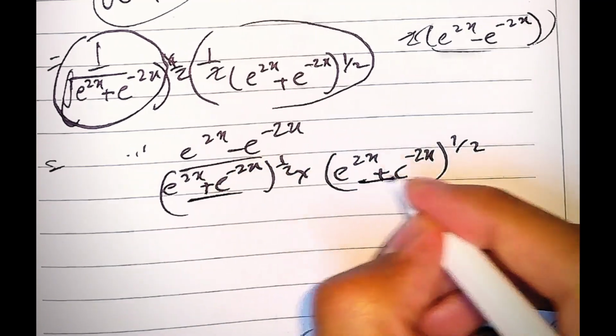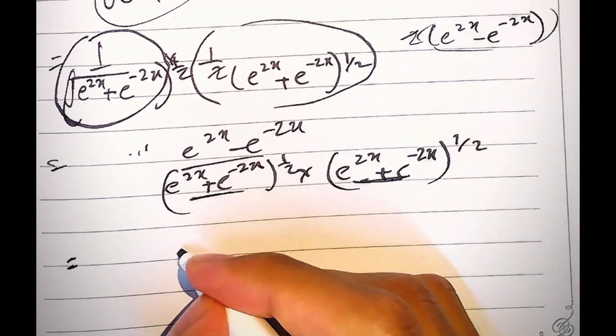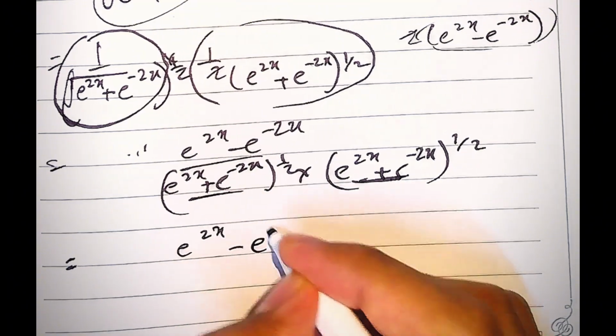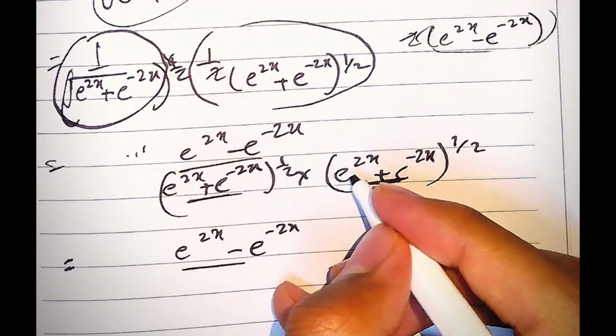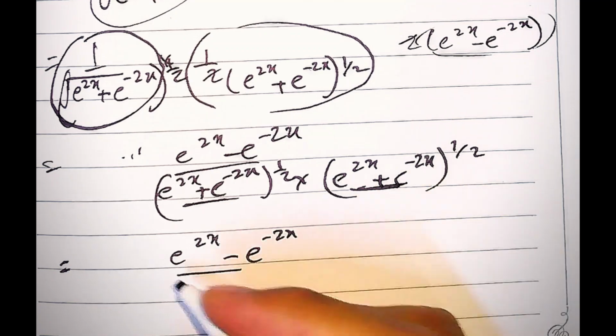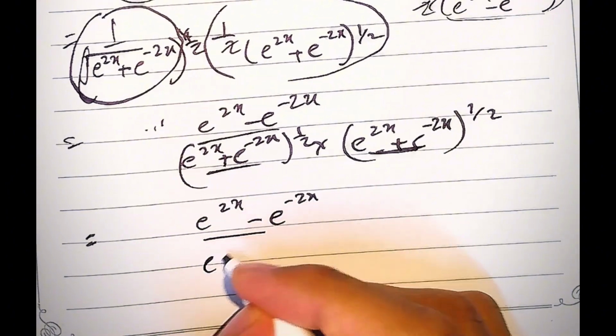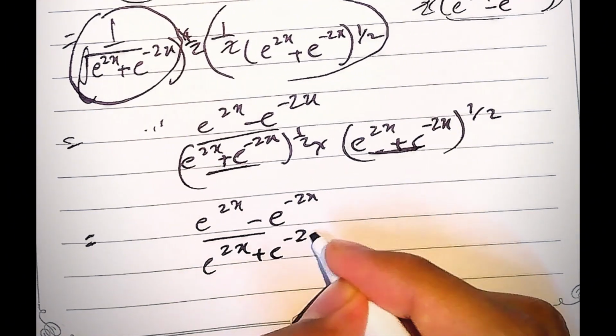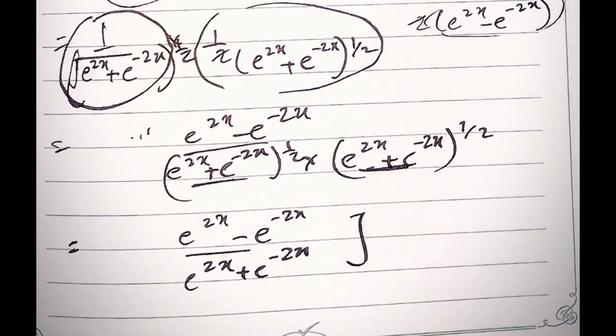So the bases are literally the same, so we can add the powers. So we have e^(2x) minus e^(-2x). When the bases are the same, the powers are added. 1 divided by 2 plus 1 divided by 2 gives us 1. So we are left with e^(2x) plus e^(-2x). And that's the final answer of this video.